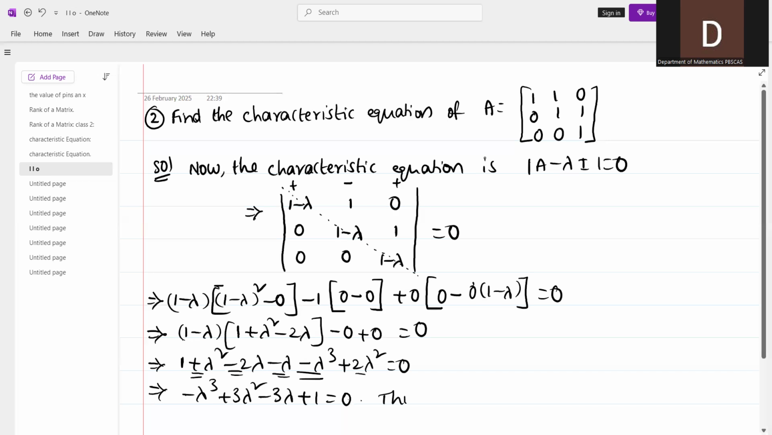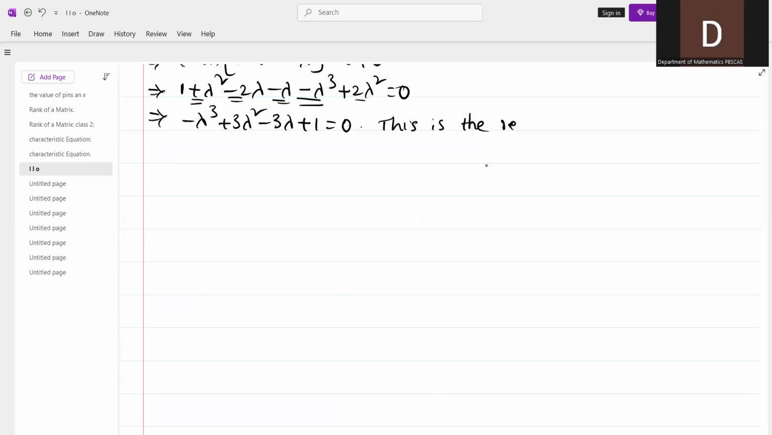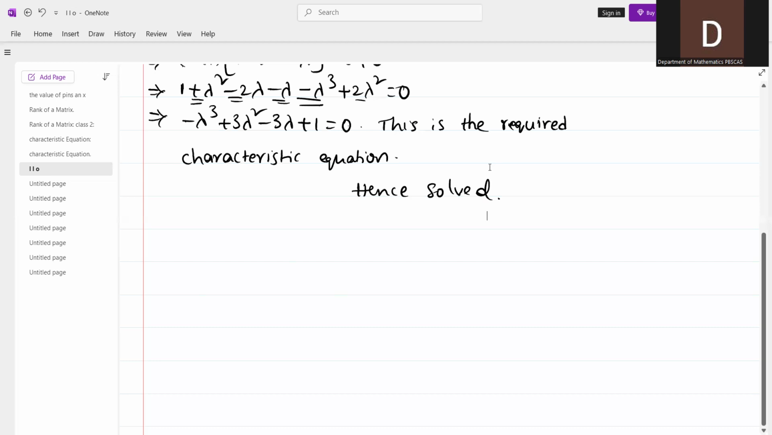This is the required characteristic equation. Hence solved. This is the way we have to solve any problem by using the determinant, that is determinant of A minus lambda I is equal to 0, to find the determinant, and we will get the characteristic equation.